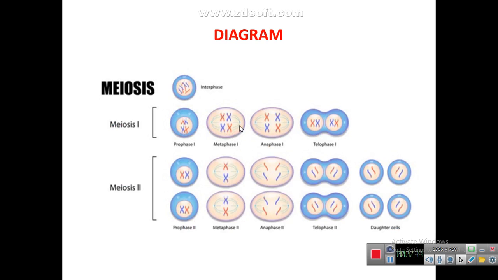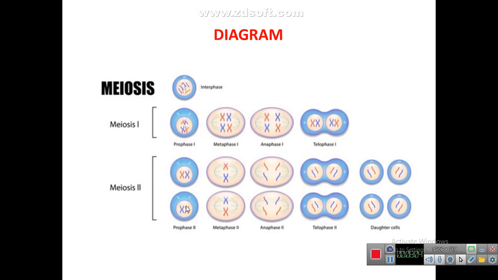Next, the metaphase stage: the spindle fibers form, and the chromosomes attach themselves at the center on the spindle fiber. Then the anaphase stage: the chromosomes start to move toward the opposite poles. In the telophase stage, the furrowing of the cell membrane, or inward movement of the cell membrane, occurs. The nuclear membrane and nucleolus start to appear again, and the cell divides into 2. This is the meiosis 1.